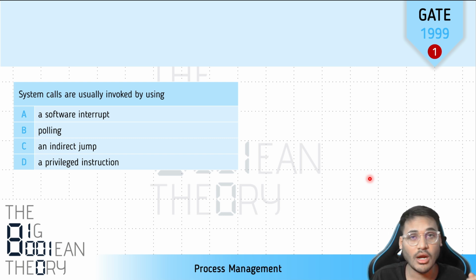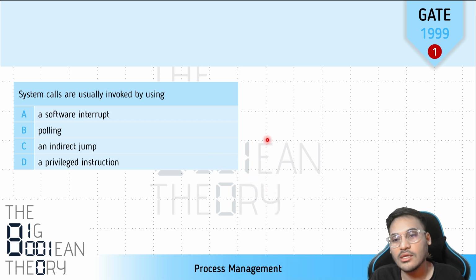This video is part of a lecture series on operating systems, and in this video we are going to solve another GATE question. This question was asked in the year 1999 for 1 marks, and it is related to the topic of process management. To be precise, it is about system calls, right?